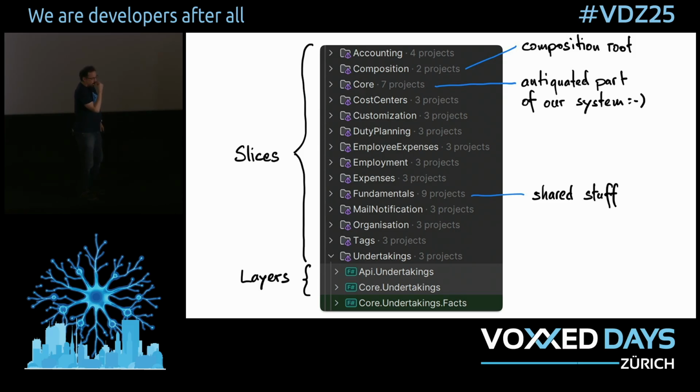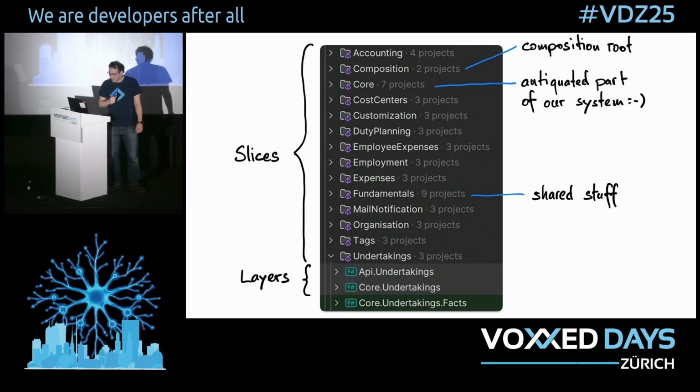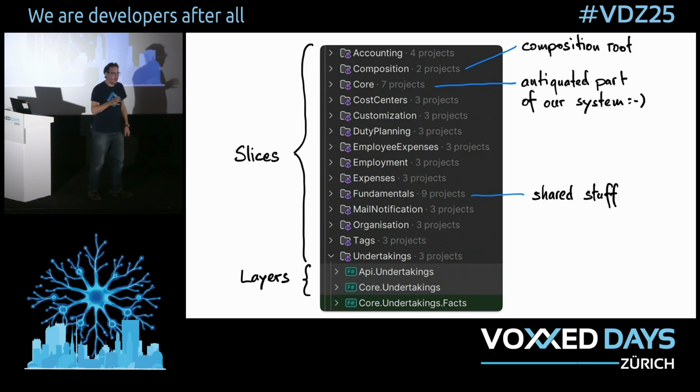But you see the same slices here with the folders, and there are some more, like the composition folder, the second from the top. That's just the code that we use to build up our systems. The composition root builds everything together.